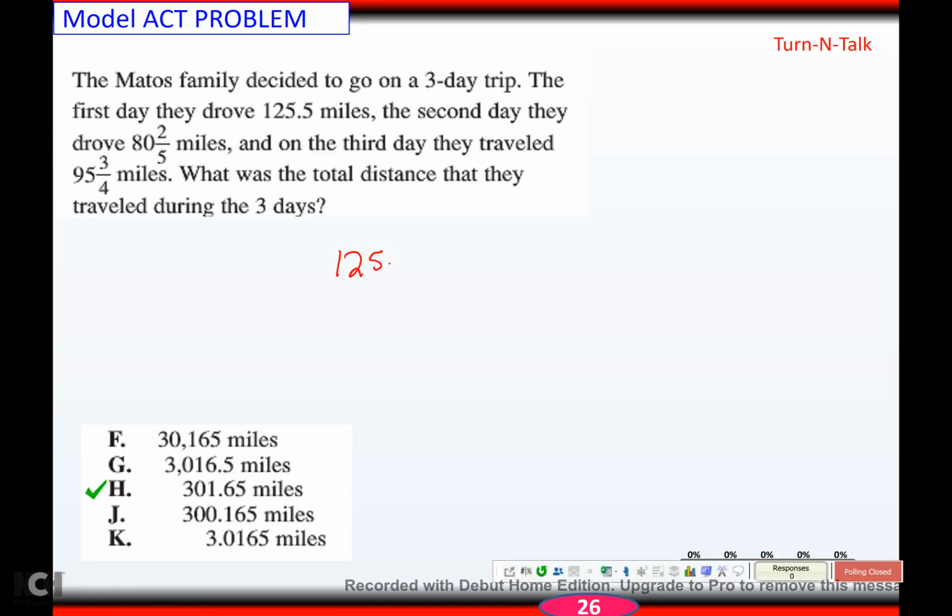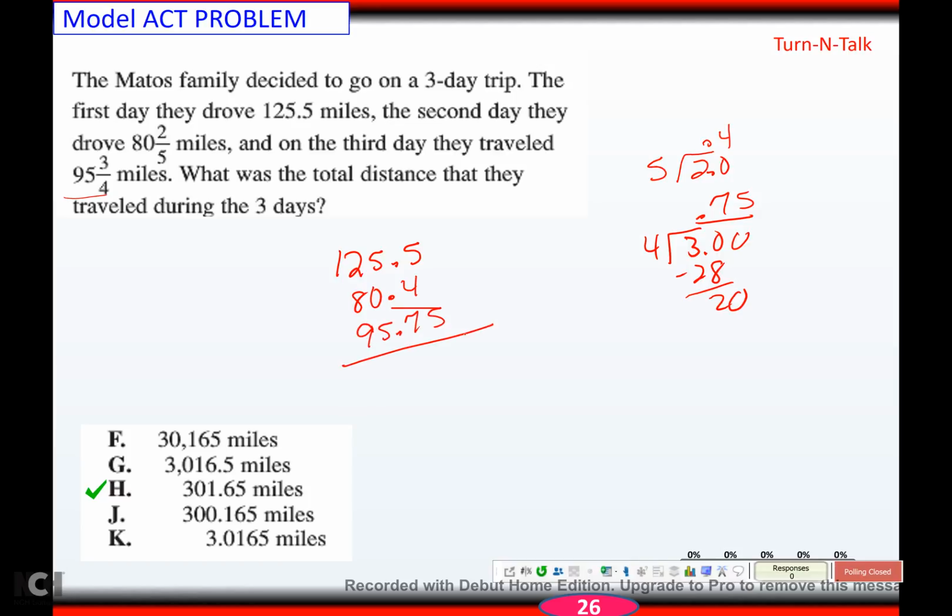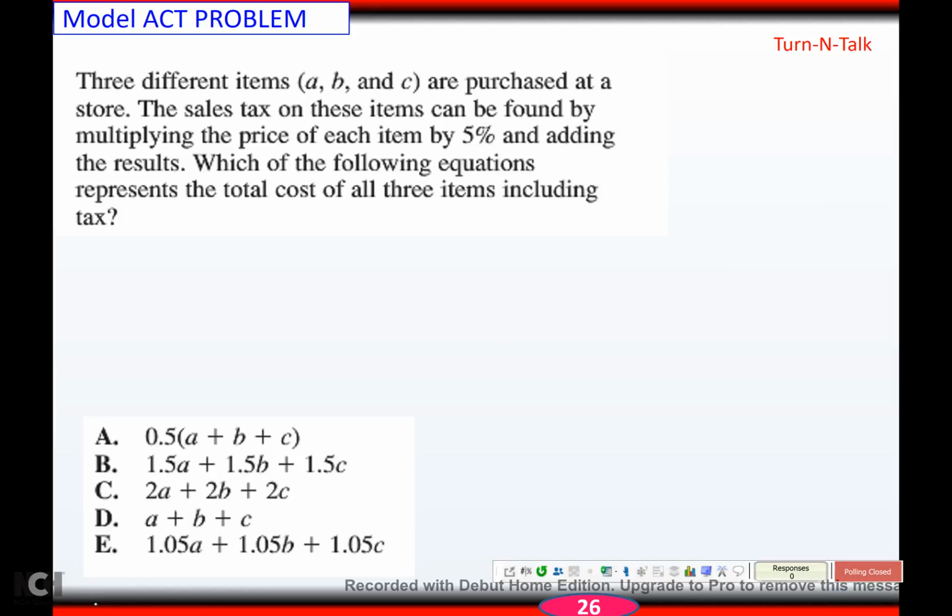So we've got 125.5 the first day. 80 2/5. Well, 2/5, if you divide 2 by 5, is 0.4. So 80 2/5 would be 80.4. And then 3/4 is 0.75. So 95 3/4 miles is 95.75 miles. We add all those up and you get 301.65 miles. Okay, try this one.